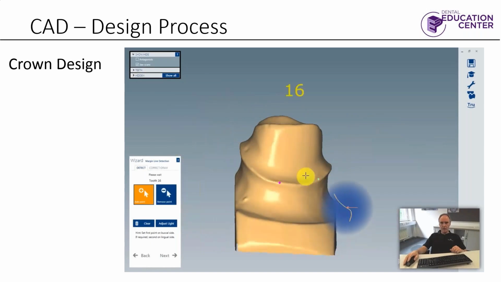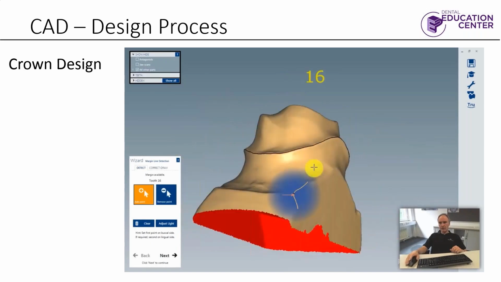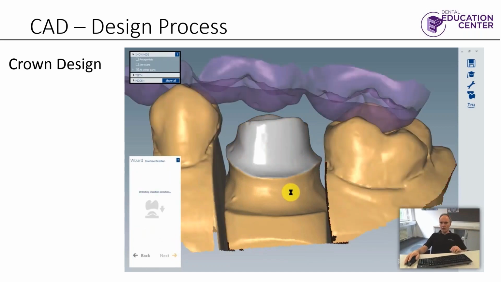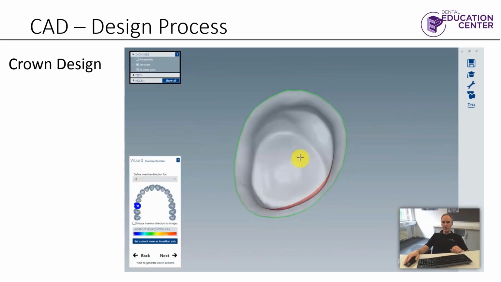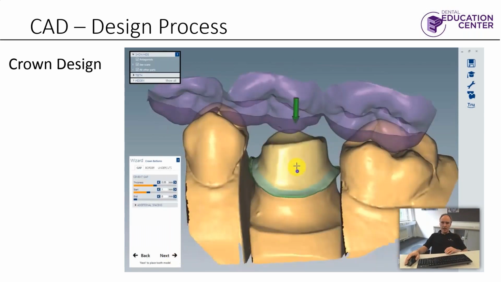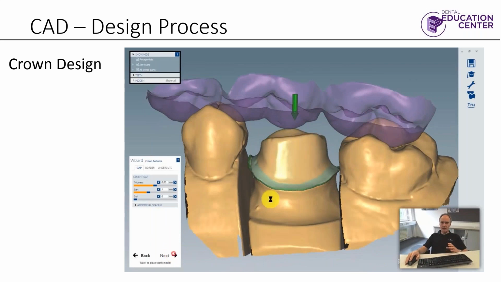So let's go closer. Mark the margin. You can see it's very similar to the CHAIRSIDE software. No correction, everything's fine. Then check the insertion direction, that's also fine. Go on with standard parameters. Your insertion path. Check here the ground, bottom, center, gap, and so on. Standard parameters.